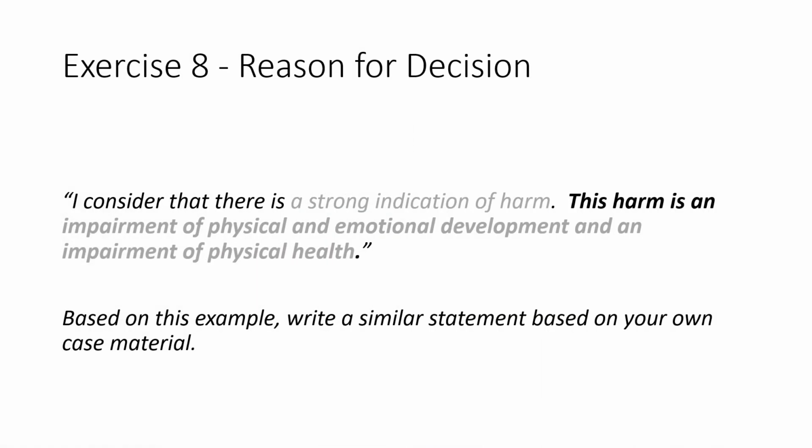We have introduced the reason for decision summary, which is developed in Section 8. By referring to the case example from your own work, please develop your sentences for Section 3 and 4. In the case example, this reads as, I consider there is a strong indication of harm. This harm is an impairment of physical and emotional development and an impairment of physical health. Write your own version of the summary based on your answers to Section 3 and Section 4.